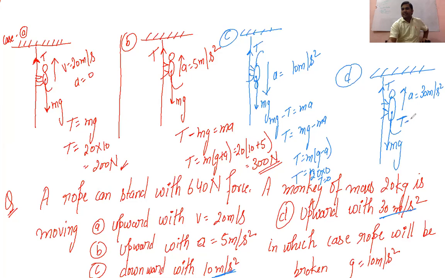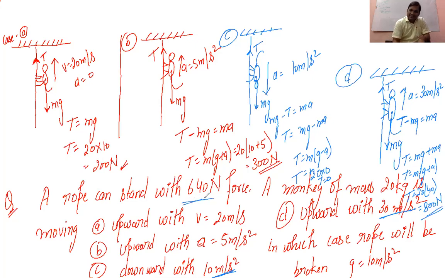So it is moving upward. So we'll write here tension minus mg is equal to ma, and the tension will be your mg plus ma, that is m into g plus a. You can see here the mass is 20, g is your 10, and acceleration is your 30, so 10 plus 30 is 40. So this will be your 800 Newton. Yes, the tension is 800 Newton and it can stand only 640 Newton. It means what? In this case, this rope is going to break. Okay? So the rope will break, right, bacche?